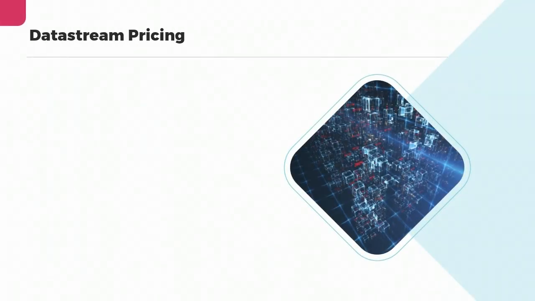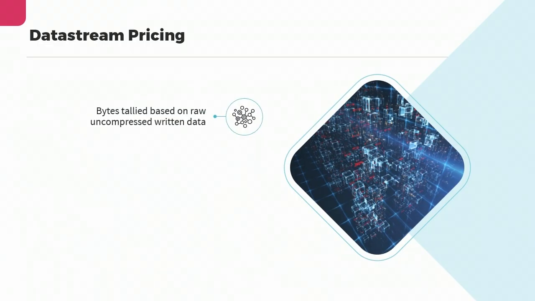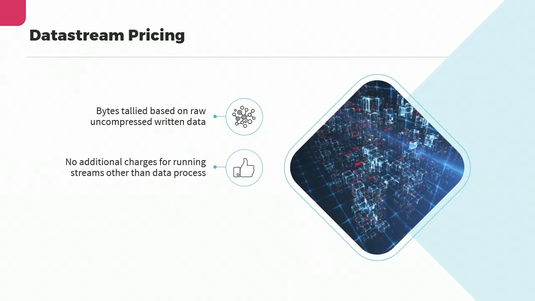A couple things that we want to talk about when it comes to Datastream pricing is that bytes are billed based on raw, uncompressed written data, and that's what's going to be written to the destination. And so there's no additional cost for running streams other than our data processed, and you'll have an idle stream that doesn't incur any cost. So it's not like you have it turned on, which means you're going to be charged based on the compute time. No, it's actually based on how much data you're using the stream to process and store. And that's what's going to actually drive your cost.